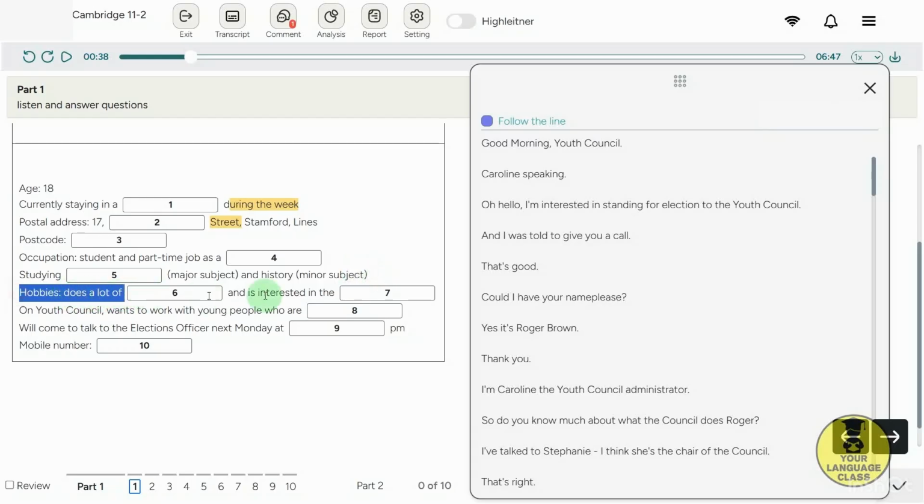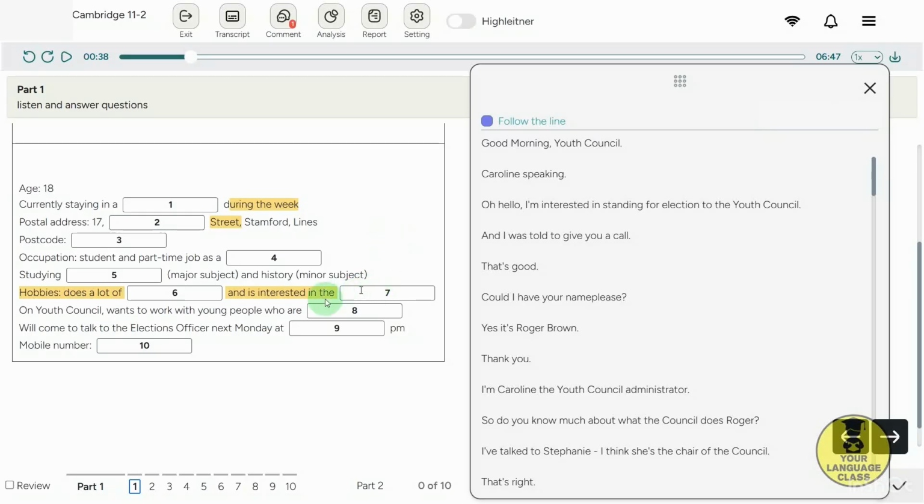Blanks numbers 6 and 7 are hobbies, does a lot of something and is interested in the something. Here, because we have the verb does before blank 6 and the word hobbies before it, I would expect some kind of activity such as running, swimming, dancing, or something similar. Blank 7 is a little different.